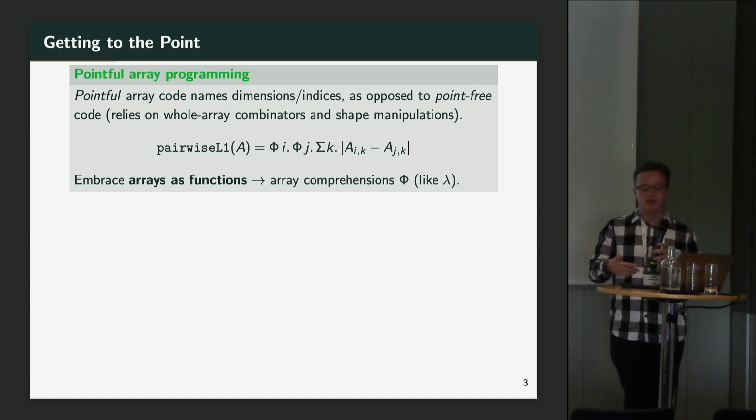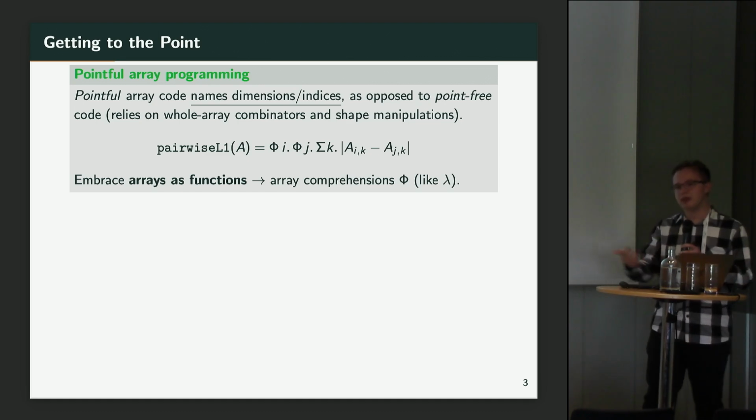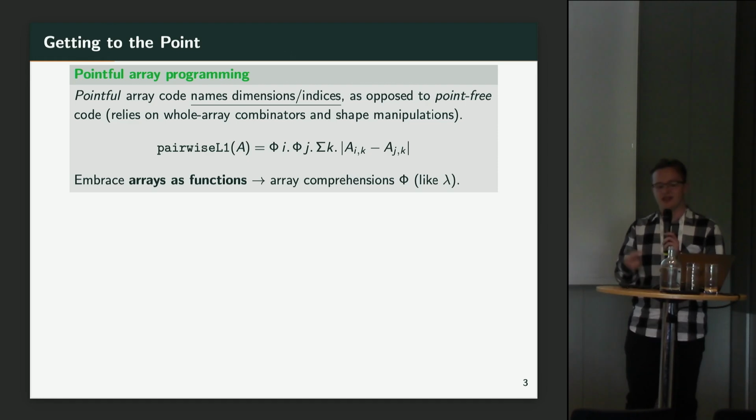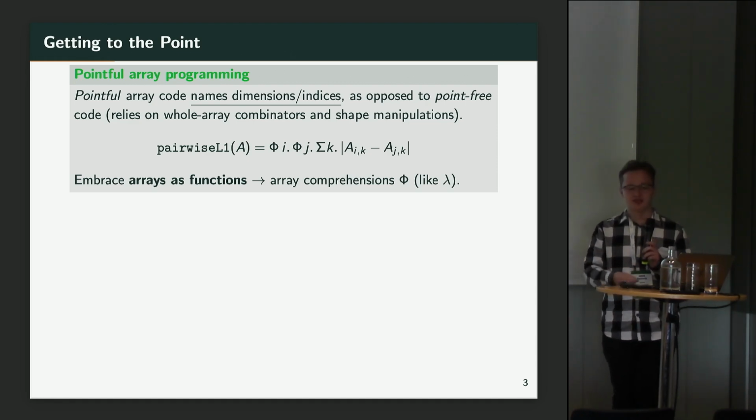And this is opposed to this point-free code, where we manipulate shapes instead. We use combinators and stuff like that. The key idea here is that it's like arrays as functions: the array comprehension can be thought of as essentially the lambda abstraction of arrays. And where is this showing up?